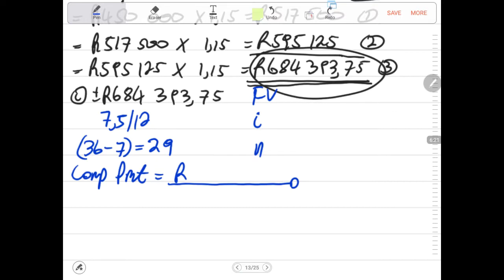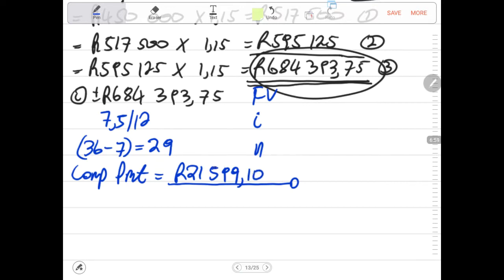684,393.75 is the future value. Then 7.5 divided by 12 is I. You press I. Then 29 is our N. Then we compute PMT. Jack must be able to save 21,599 rands 10 cents.